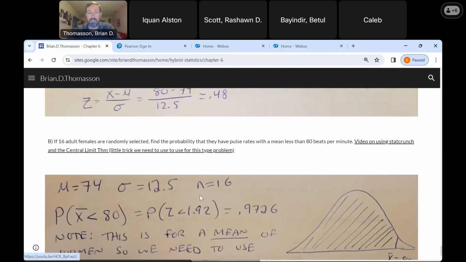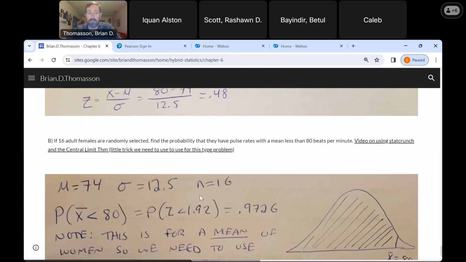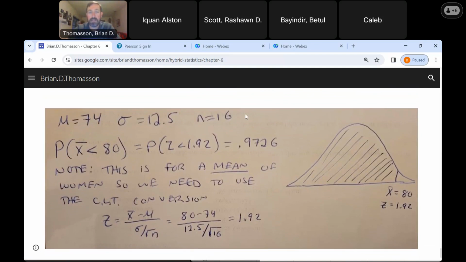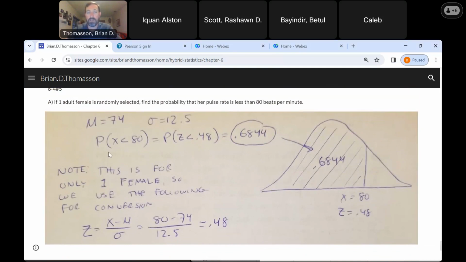Now let's look at B again. It says if 16 adult females are randomly selected, find the probability that they have pulse rates with a mean less than 80 beats per minute. So now we're talking about the 16 women together having a mean less than 80 beats per minute. That's where the central limit theorem comes into play. Notice here I've written the probability that X bar is less than 80. Before, I wrote the probability that X is less than 80. We're just talking about a single female.